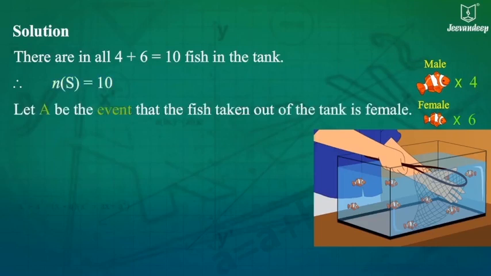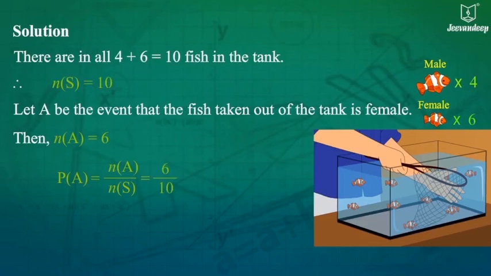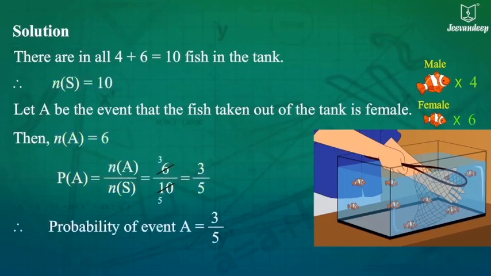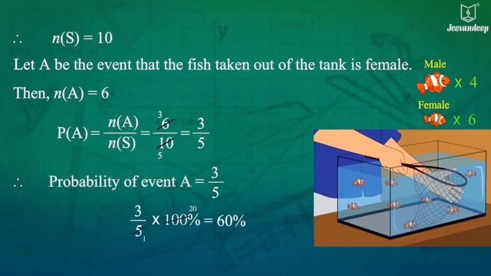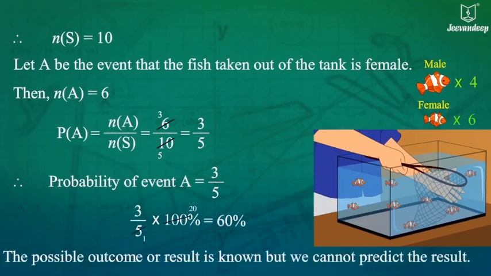Let A be the event that the fish taken out of the tank is female. Then, number of elements in event A is equal to 6. As probability of event A is equal to number of elements in event A upon number of elements in sample space. Therefore, probability of event A is equal to 3 upon 5. This means that there are 60% chances that the fish taken out is a female. The possible outcome or result is known, but we cannot predict the result.